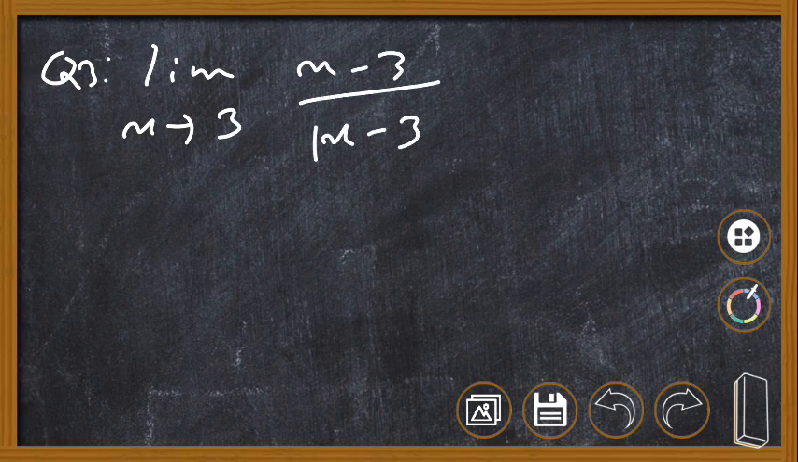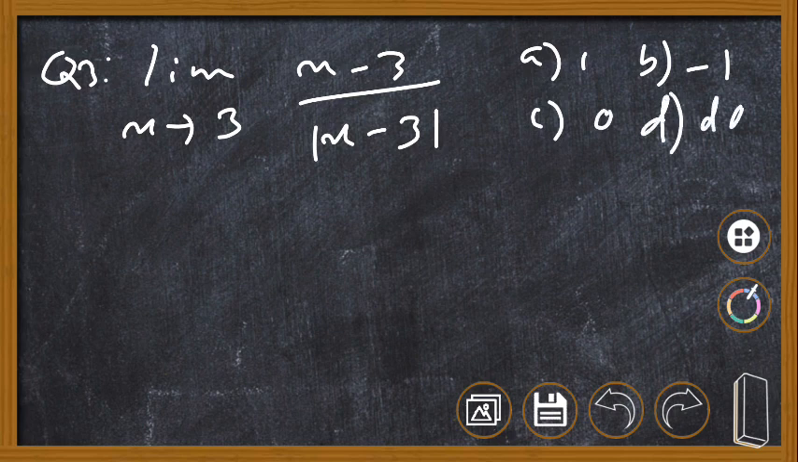Next, let us proceed to the next question. This type of question is very important. This is question number 3 for today. Limit x tends to 3, x minus 3 divided by modulus of x minus 3. The options are: first option is 1, second option is minus 1, third option is 0, and this does not exist.